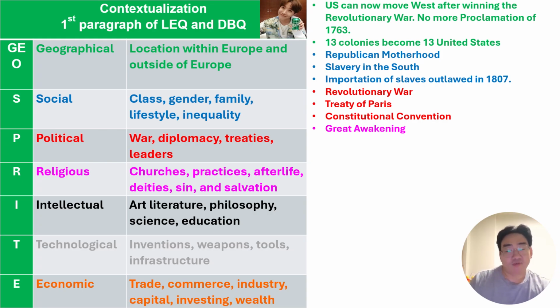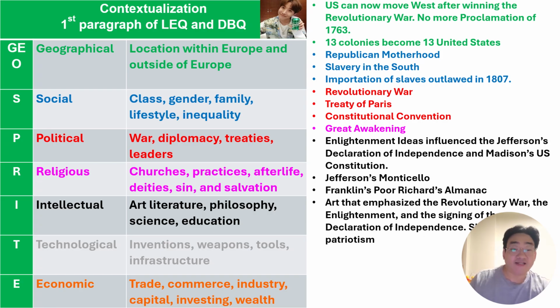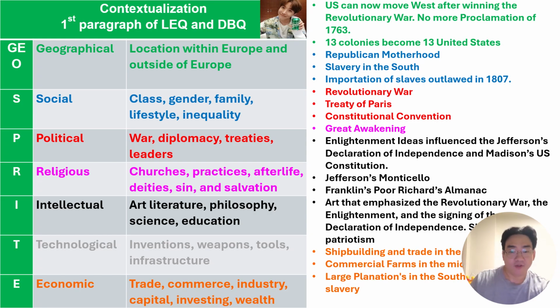Religiously, the only religious movement that we talked about was the Great Awakening. Intellectually, which focuses on philosophy, Enlightenment ideas are going to influence the Declaration of Independence and the U.S. Constitution. In regards to art, we're going to have Jefferson's Monticello, which is inspired by Greek columns and domes, and Franklin's Poor Richard's Almanac, with themes of war and the Enlightenment.